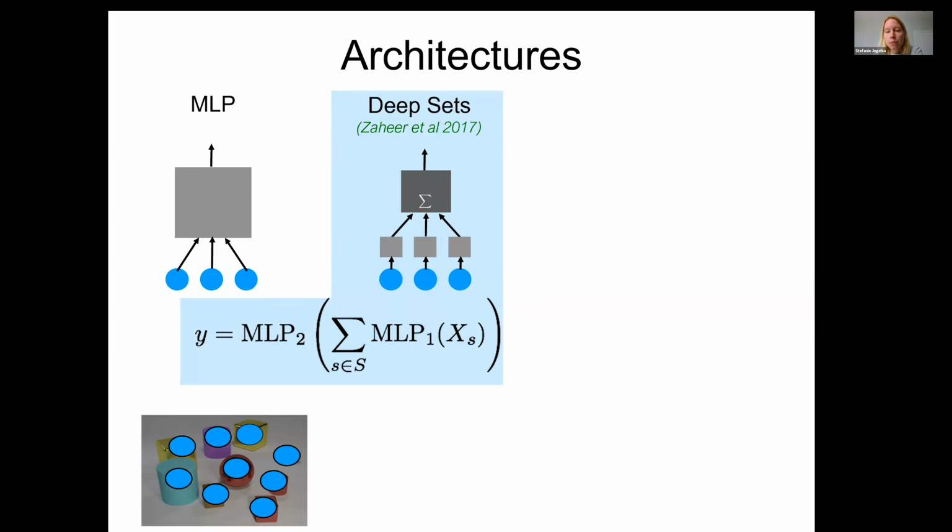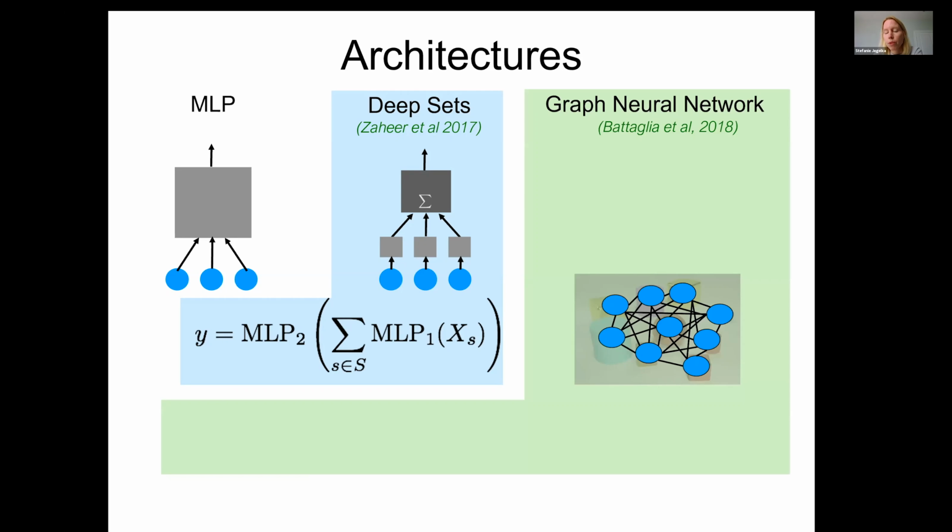Another recently popular idea was, well, I could just view these items as a fully connected graph. So I make this a fully connected graph, I put in edges, and then I apply a graph neural network to this. The graph neural networks that have been used here have a specific structure.